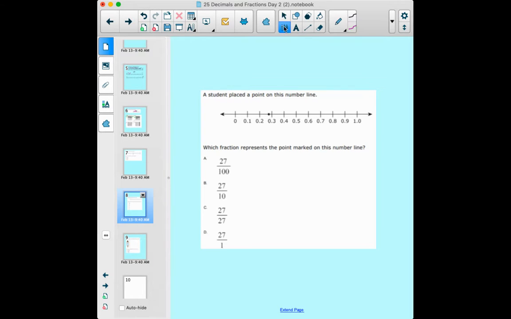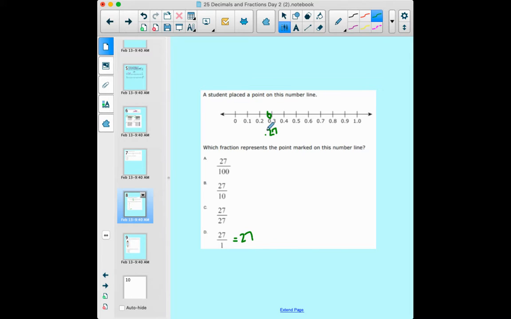So if we take a look at this point, it is not on a line. It's almost on 3/10, but not quite. If you look at all of our answer choices, all have the number 27. So we can guess that this represents 27 something. So if we take a look at D, this can be eliminated because this is a whole number. 27 over 1 is the same thing as 27.